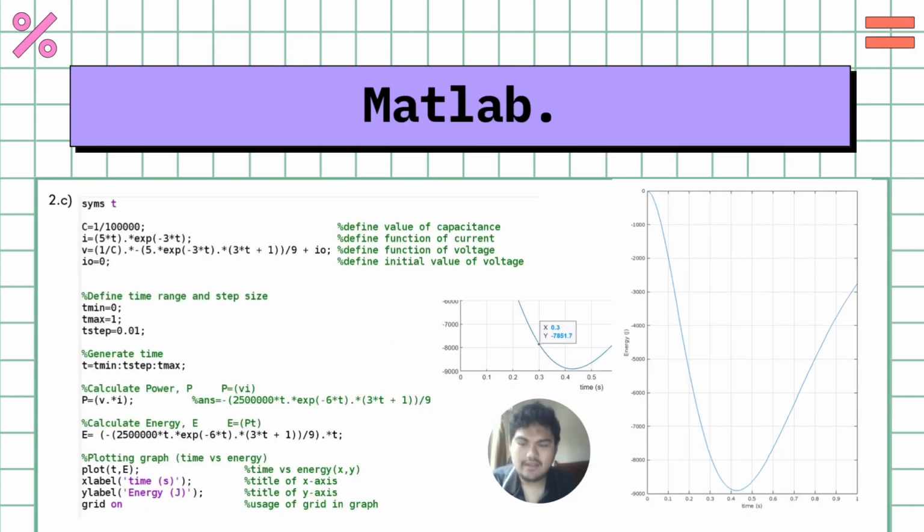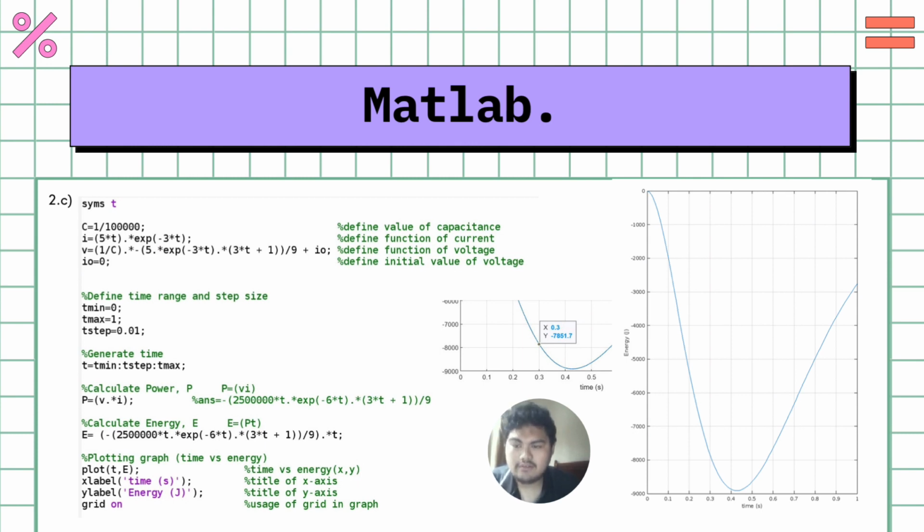For question 2c, c equals 1 over 100,000 for the capacitance value, i equals 5t times exponent negative 3t for the current function, v equals 1 over capacitance times negative 5 exponent times negative 3t times 3t plus 1 over 9 plus i naught for the voltage function. i naught equals 0 for the initial voltage. Then for time, t min equals 0, t max equals 1, t step equals 0.01. Then to generate time, t equals t min, t step, t max.